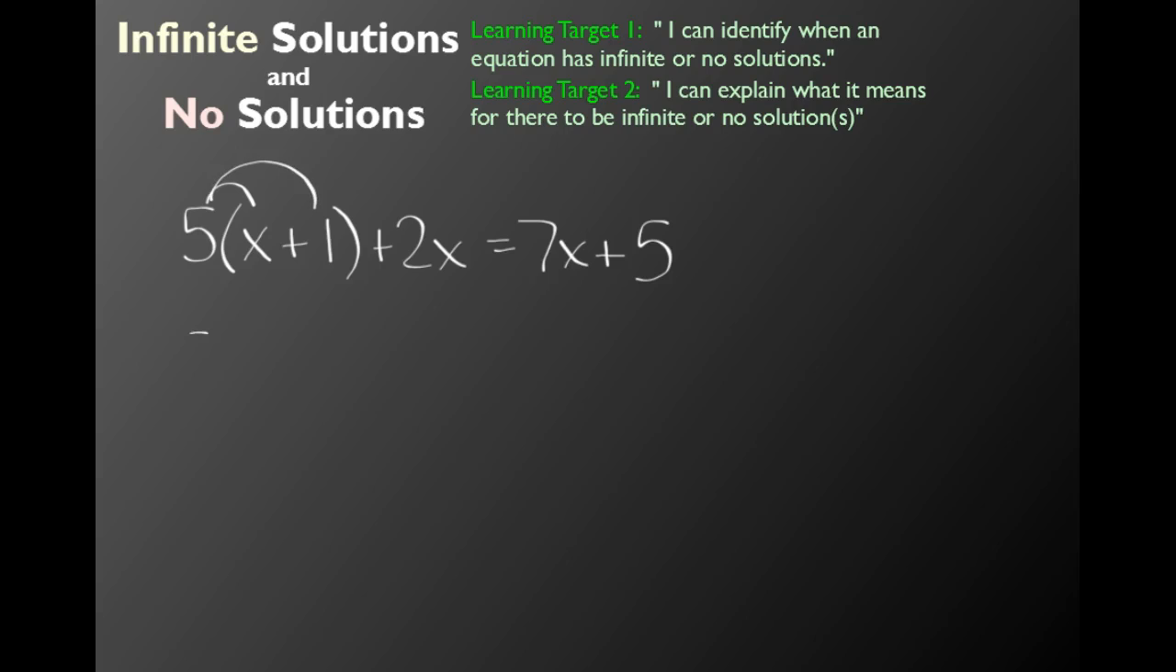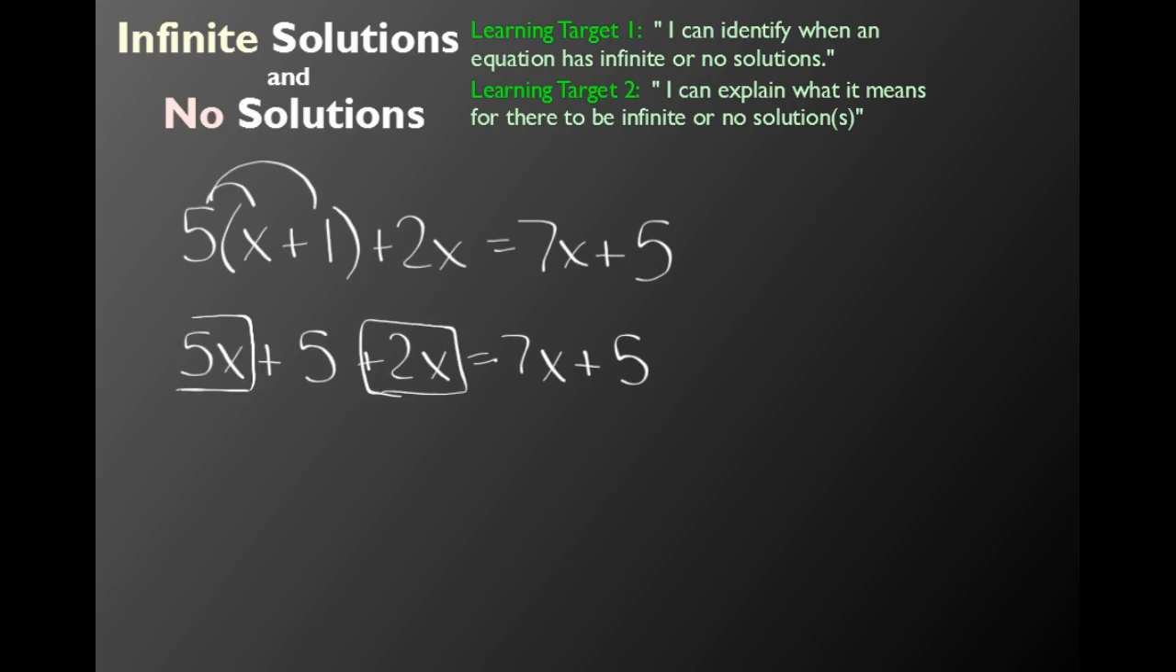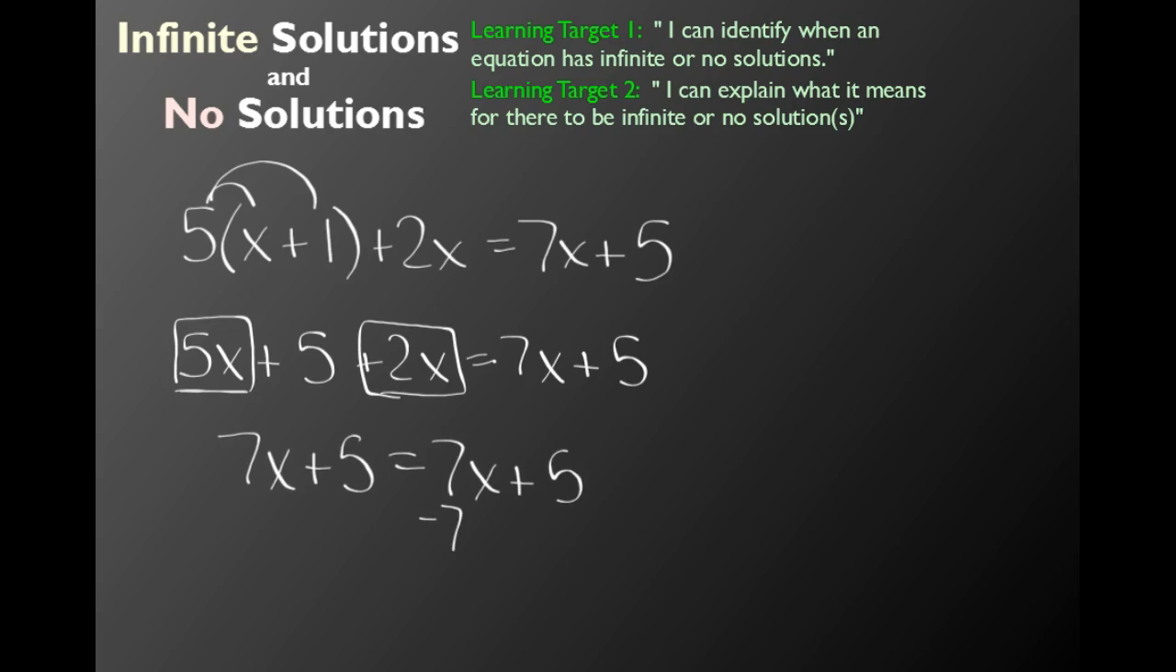So we distribute, you get 5x plus 5 plus 2x. Write the rest of it. We got like terms on the same side. So let's combine these. We get 7x plus 5 equals 7x plus 5. Very curious. We'll do minus 7x minus 7x. That same thing happens, cancels on both sides. But this time, oops, that's a terrible 5. I get 5 equals 5.